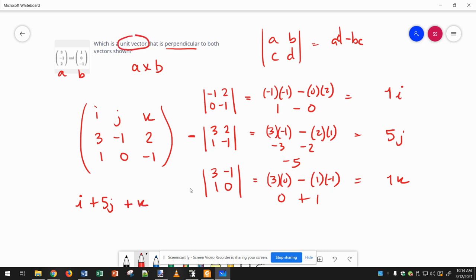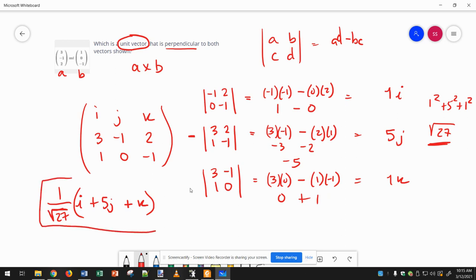A unit vector means the magnitude is equal to 1. So we need to find the magnitude of this vector. 1 squared plus 5 squared plus 1 squared, which is 1 plus 25 plus 1. And multiply by 1 over the square root of 27. This will now have a length of 1, and this vector will be perpendicular to the two vectors that we were given.